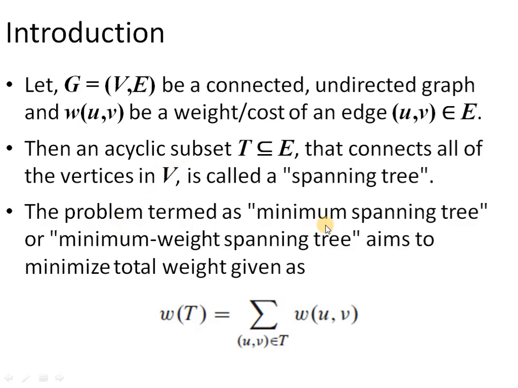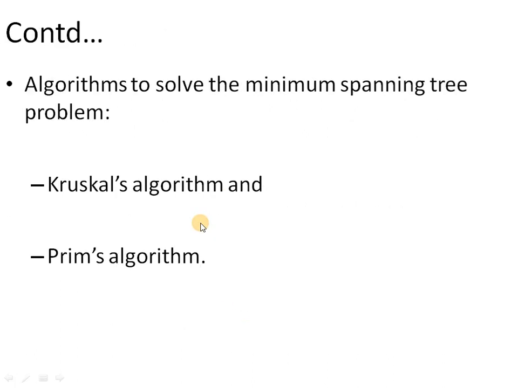When we talk about the minimum spanning tree problem, which is also known as the minimum weight spanning tree, we have to minimize the summation of the weight values of the edges which are forming the tree T, that is the spanning tree T. The two algorithms which we are going to discuss are Kruskal's algorithm and Prim's algorithm in order to find the minimum spanning tree in an undirected graph. So we will start with Kruskal's algorithm.